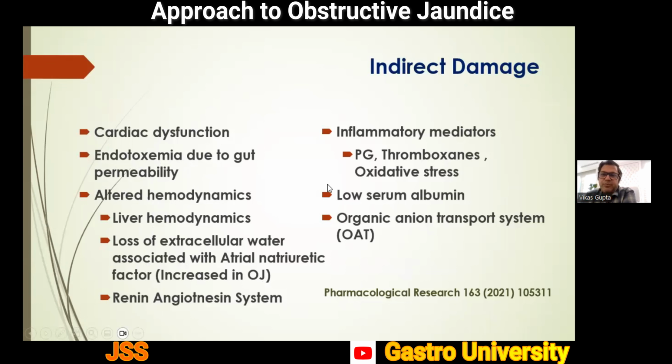Renin-angiotensin system activity, pro-inflammatory mediators are released. So all these contribute indirectly to the occurrence of renal injury. Even low serum albumin, which promotes fluid to accumulate in the third space, again decreases the oncotic pressure, and again it promotes the development of kidney injury.